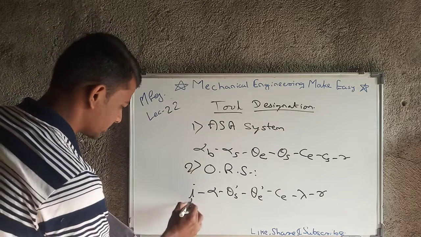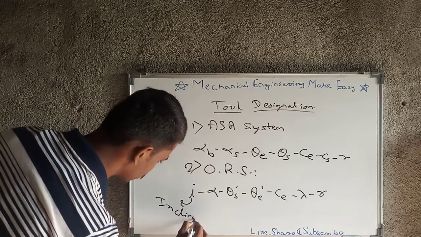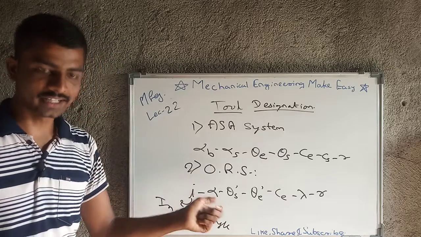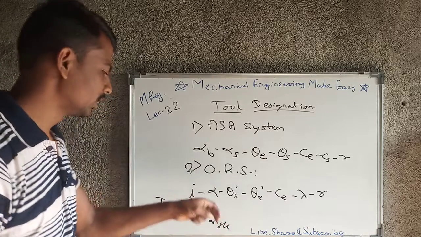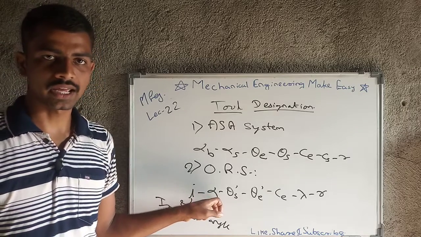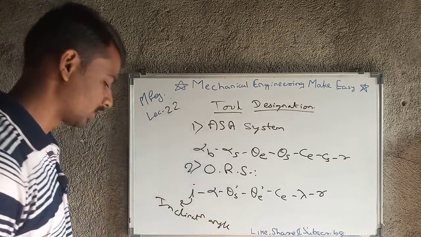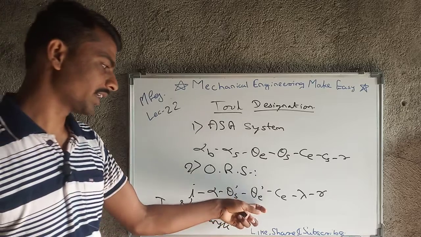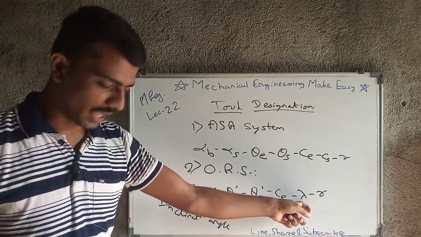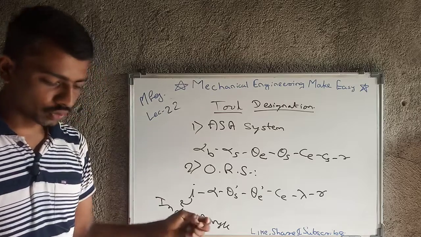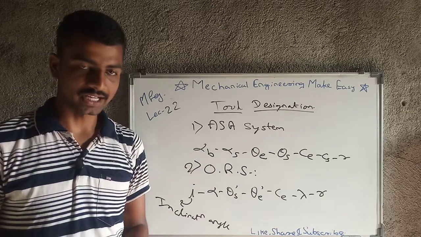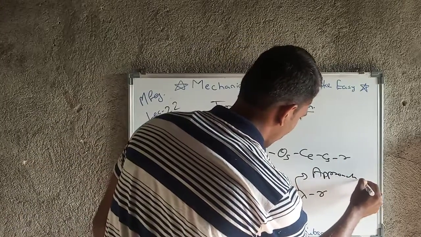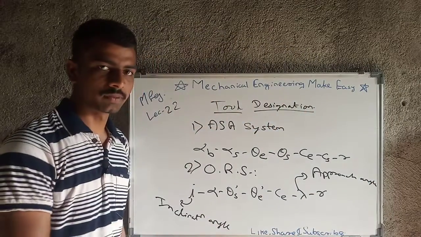I is nothing but inclination angle, then alpha may be side rake angle or orthogonal rake angle or effective rake angle. This alpha may be side rake angle, orthogonal rake angle or effective rake angle. These three names are suitable for alpha. Then there is theta S dash. Theta S dash is same, that is side relief angle. Theta E dash is again same, that is end relief angle. And lambda, what is lambda? Lambda is nothing but approach or entering or principal cutting edge angle, approach angle or entering angle or principal cutting edge angle.